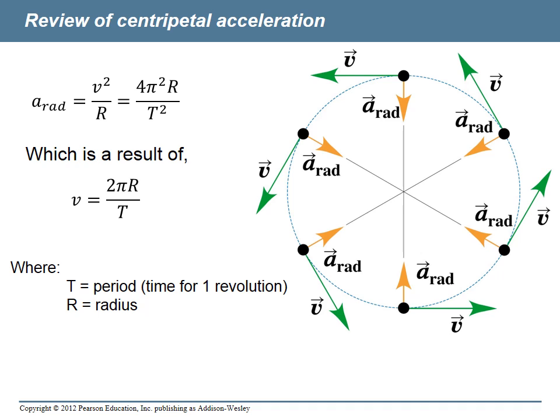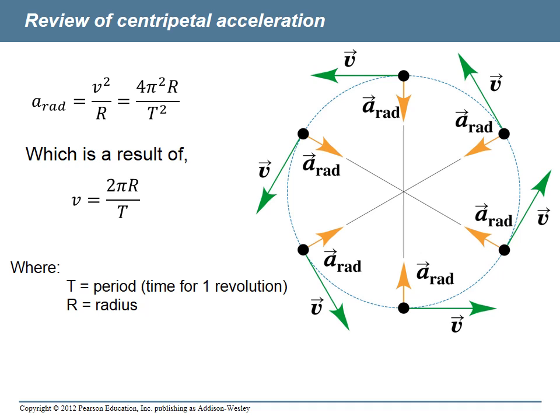Now, we derived the equation for the magnitude of the radial acceleration, and we said that this is equal to the velocity squared divided by the radius r. So this is our radius r, and the velocity ends up being the speed squared, right? You square a vector, it becomes a scalar. And this is equal to 4 pi squared times the radius divided by the period squared.